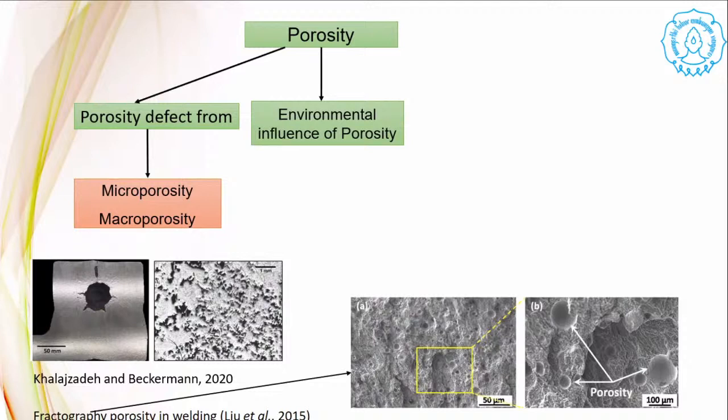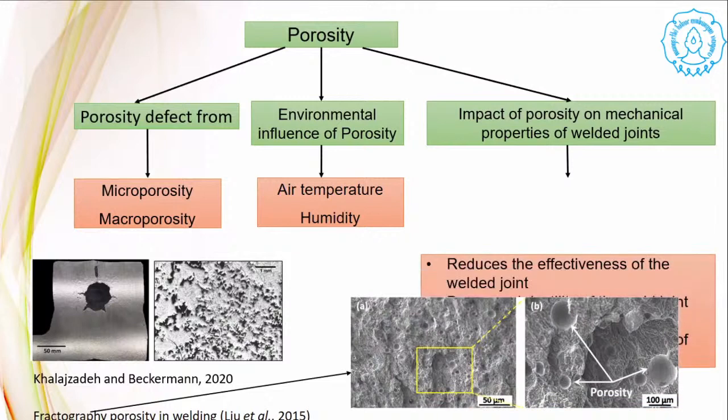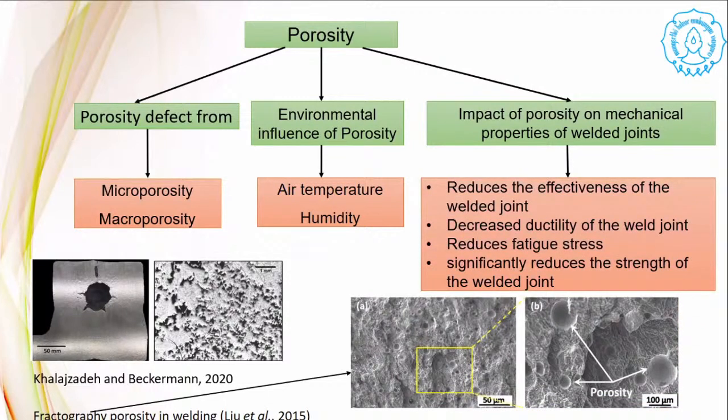The second is the influence of the environment on porosity. The factors that influence porosity in welding are high temperature during welding and humidity. The third is the impact of porosity on the mechanical properties of welding. It reduces the effectiveness of the weld joint, decreases ductility of the weld joint, reduces fatigue strength, and significantly reduces the strength of the weld joint.